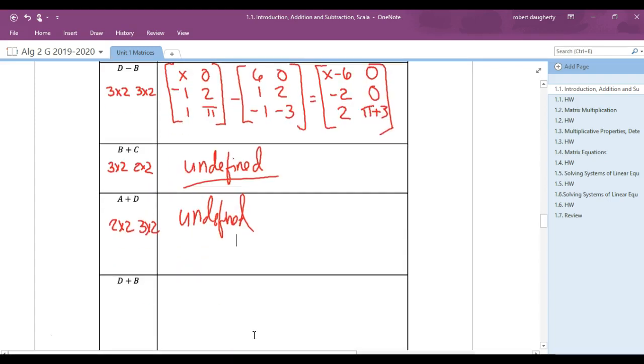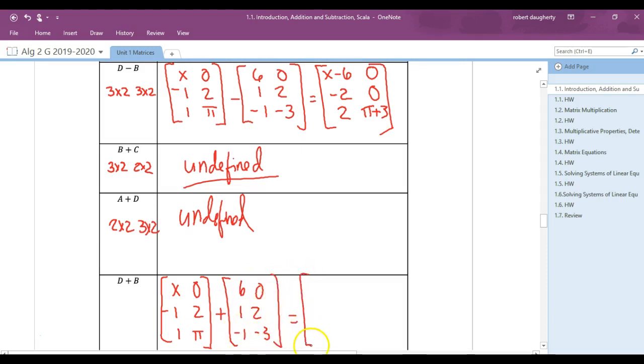Let's look at the next one here, D plus B. We just subtracted D and B, so do you think we can add them? Yeah, so D plus B is just going to be, what, the matrix x, 0, negative 1, 2, 1, pi, plus the matrix 6, 0, 1, 2, negative 1, negative 3.